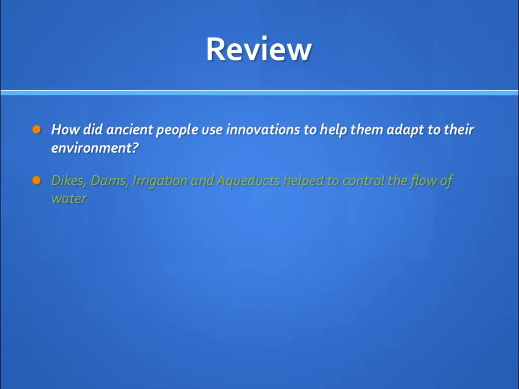The answer, some examples: dikes, dams, irrigation, and aqueducts help to control the flow of water. Also, from your assignment, you probably learned about the wheel and the sail, how they were used for transportation. The plow and the bronze tools were used for agriculture. Those are just some examples.